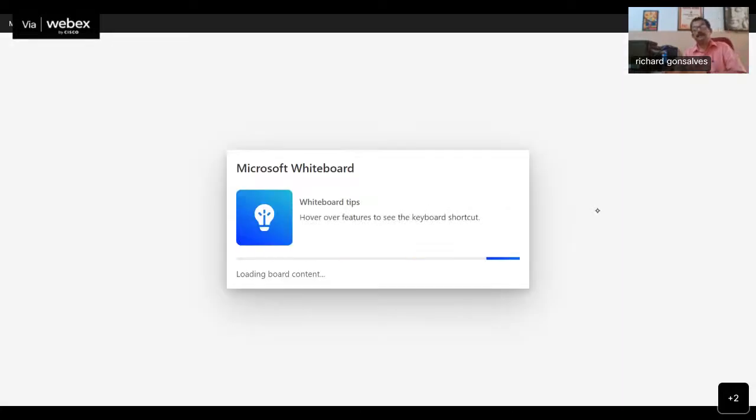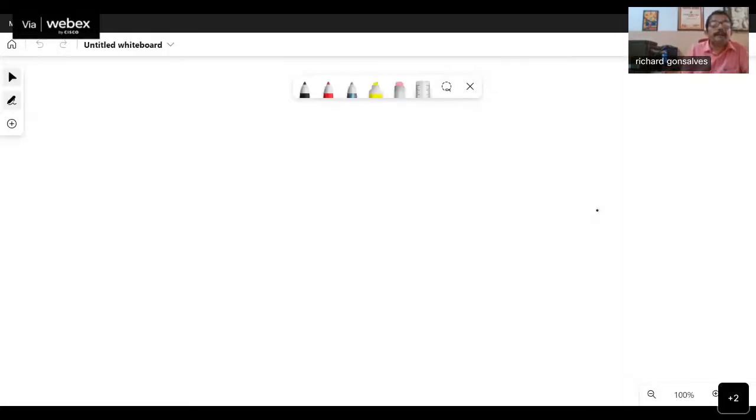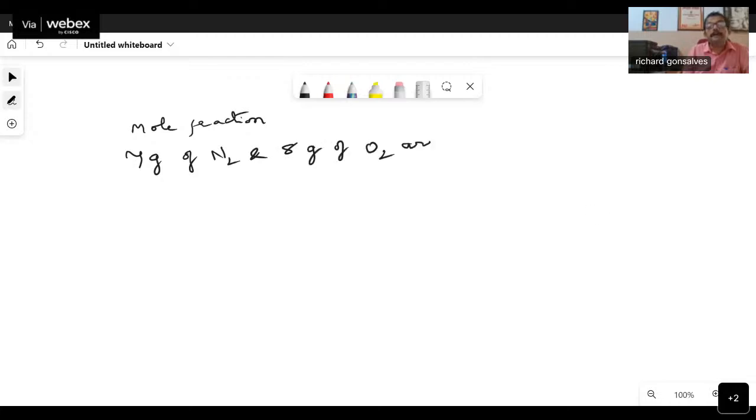We are going for the next one. What is the next one? After finding out molarity, we will be going to mole fraction. I will give an example. Mole fraction: if 7 grams of nitrogen and 8 grams of oxygen are present, find its mole fraction.